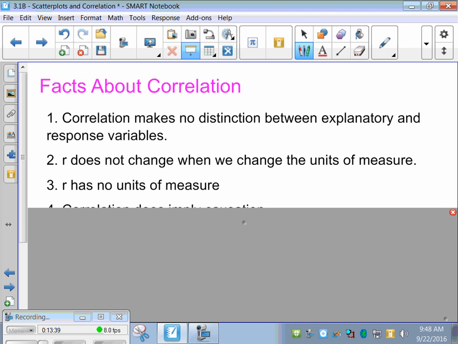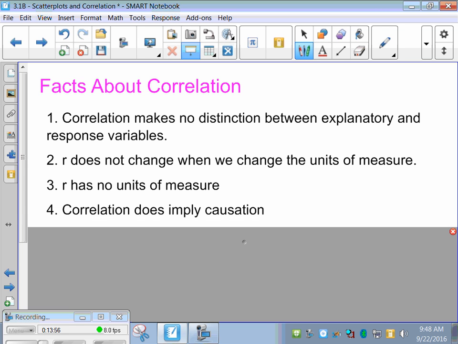Okay, R has no units of measure. So the mean has a unit of measure, the median has a unit of measure, the standard deviation has a unit of measure. If it's all in inches, those are all in inches. But R never has a unit of measure. It is just a number. Correlation does not imply causation. So just because it appears to have a linear pattern doesn't mean that something actually caused another thing to happen.